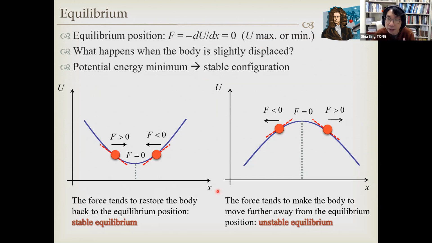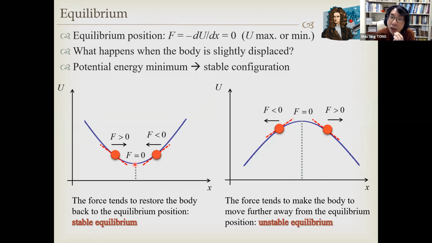If I plot U against x and find the point at which dU/dx is 0, that means the slope of the curve is 0. That corresponds to either a minimum position of the potential energy or a maximum position in the potential energy. Now, we study these two cases. First, we look at the case of a minimum in the potential energy. So the curve is like this. It is a minimum position here, and at this position, the slope of the curve is 0. So the force is 0.